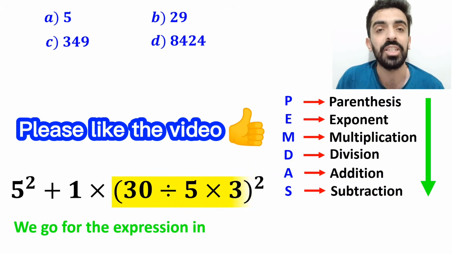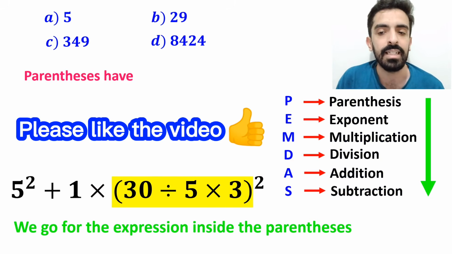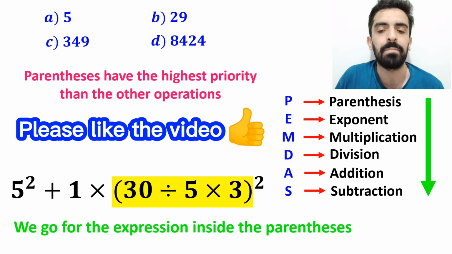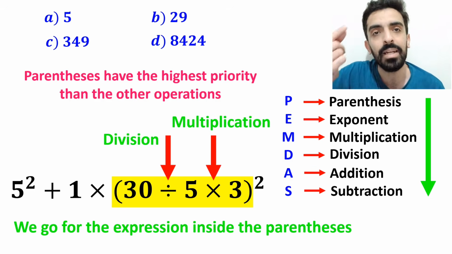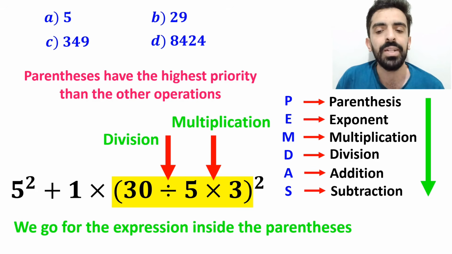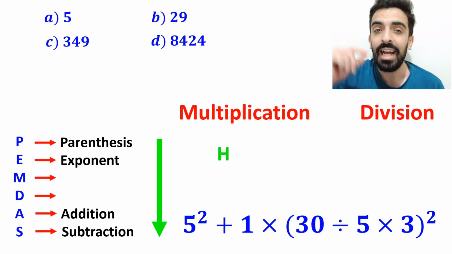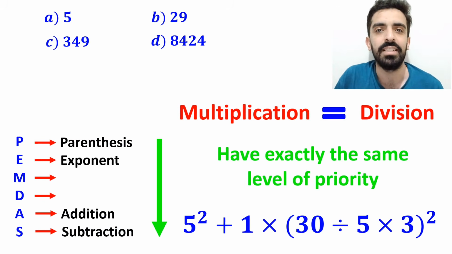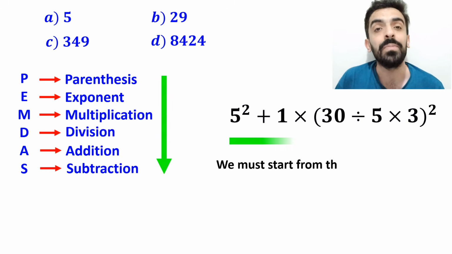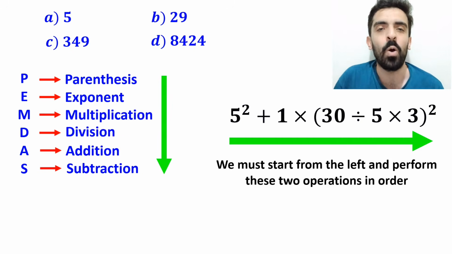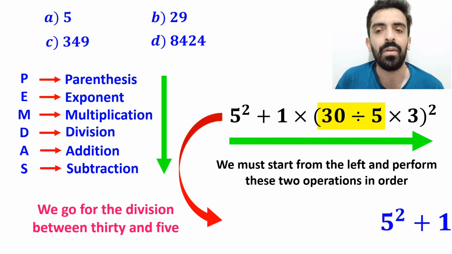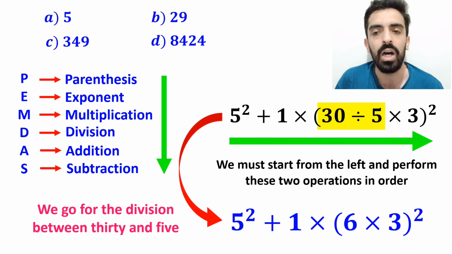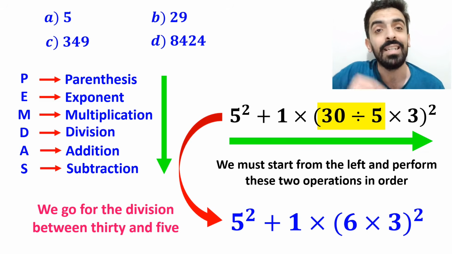So, first we go for the expression inside the parentheses because parentheses have the highest priority than the other operations. And inside the parentheses, first we have a division sign and then a multiplication sign. It's very important to note that multiplication and division have exactly the same level of priority. In this situation, we must start from the left and perform these two operations in order. So, first we go for the division between 30 and 5 and write this expression as 5 squared plus 1 multiplied by 6 times 3 inside the parentheses and all squared.